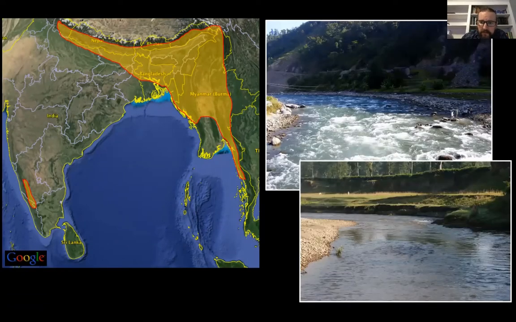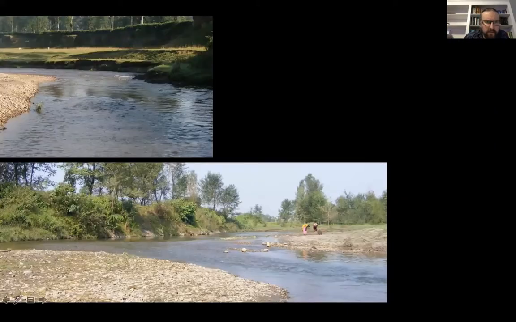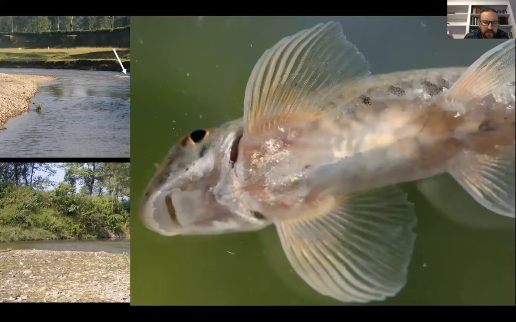So these are the types of habitats that you'll find Cyrenacus in. These are both in Nepal. They can be quite torrential in some places, and you can see people standing on the side of this river, just to give you an idea of scale here. In these habitats, Cyrenacus is typically found in riffles and in swifter areas, and they live on the substrate. They're benthic, and they have these very large paired fins.